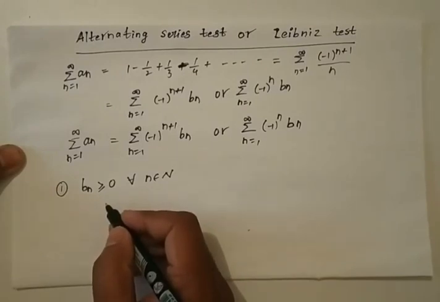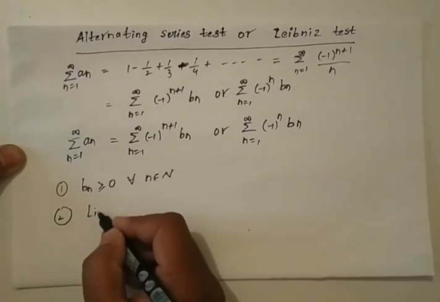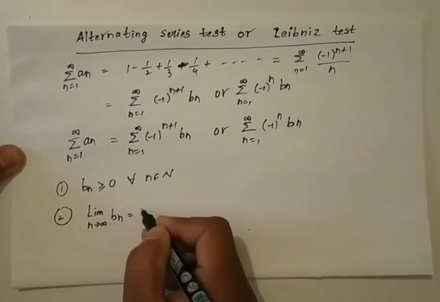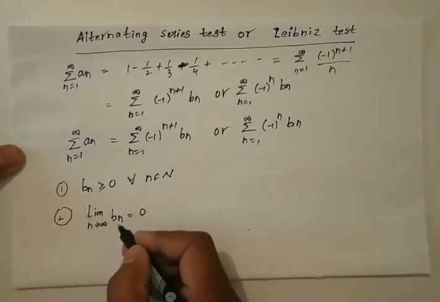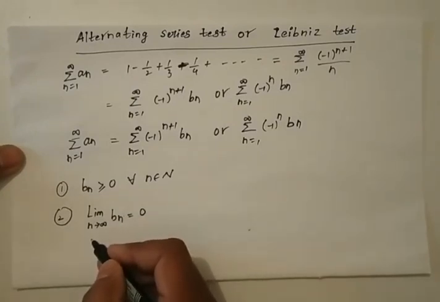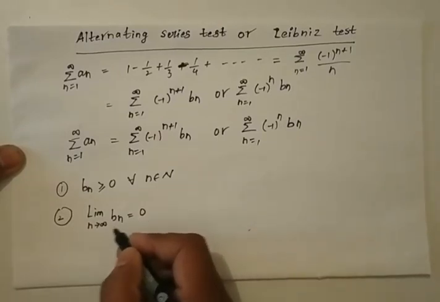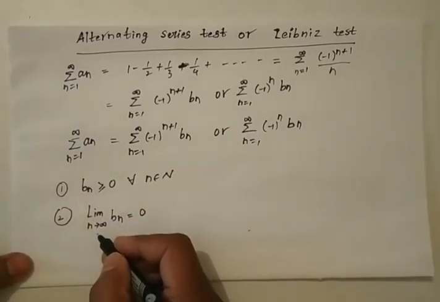Next, the second condition: limit as n tends to infinity of bn is equal to 0. This means the limit of the positive terms series approaches 0 as n approaches infinity. This is the second condition.